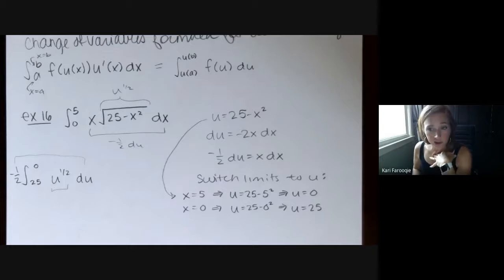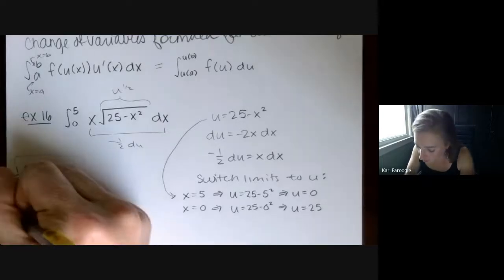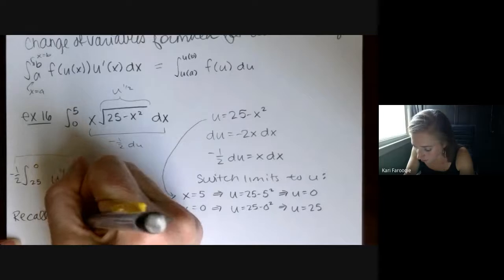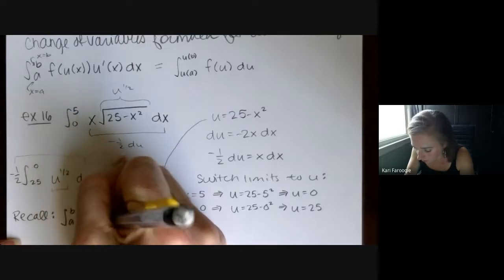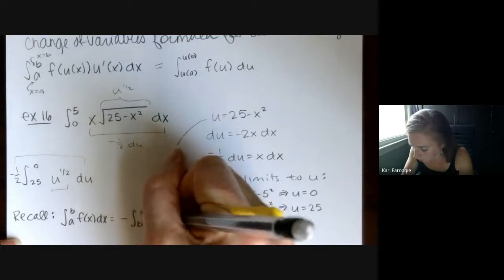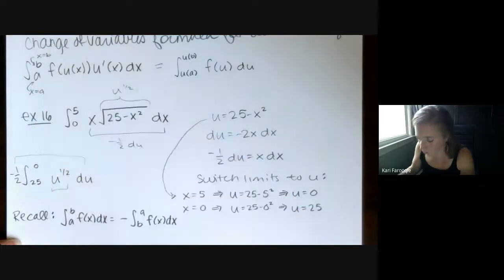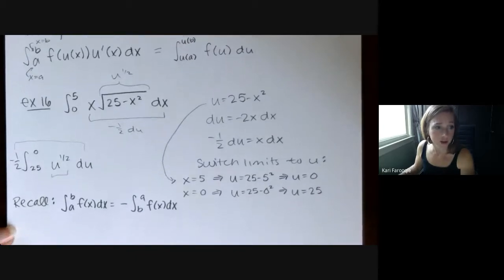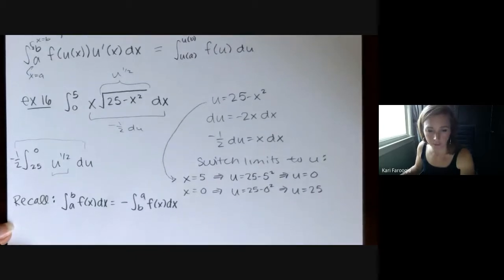Now, personally, that drives me nuts. I don't like it. So what I do is recall the integral from a to b of f of x dx is equal to the negative integral from b to a of f of x dx. This was a property that we talked about in 5.4.